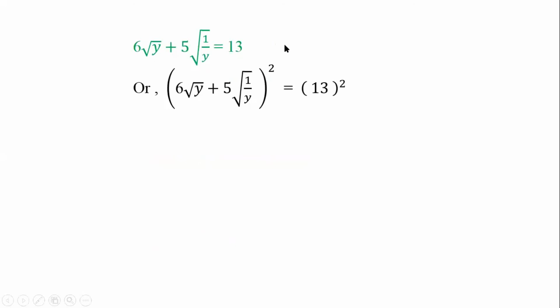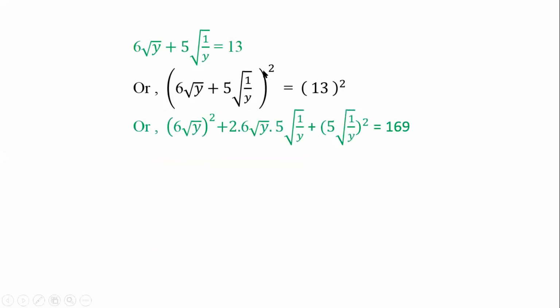If we take a square on both sides, then we get this equation. Here, if we apply the (a+b) whole square formula, then we get (6 root over y) square plus 2 into 6 root over y into 5 root over 1 by y plus (5 root over 1 by y) square equal to 169. From the first term we get 36y, from the middle term we get 60, and from the last term we get 25 by y, equal to 169.